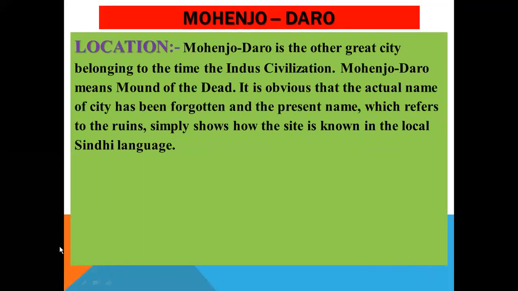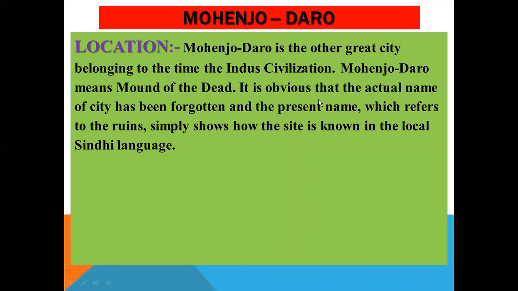Mohenjo-Daro is another great city belonging to the time of the Indus civilization. The civilization of the Indus Valley is known as the Indus civilization. Indus Valley means nowadays the area which consists of Pakistan. Mohenjo-Daro means mound of dead. Mound of dead means the heap of dead bodies, or you can say the pile of the dead, or the dome shape of the dead bodies.